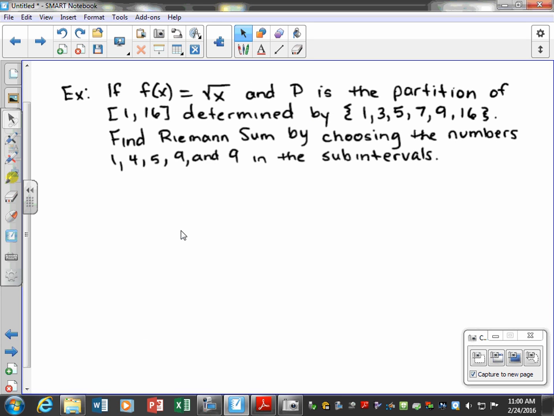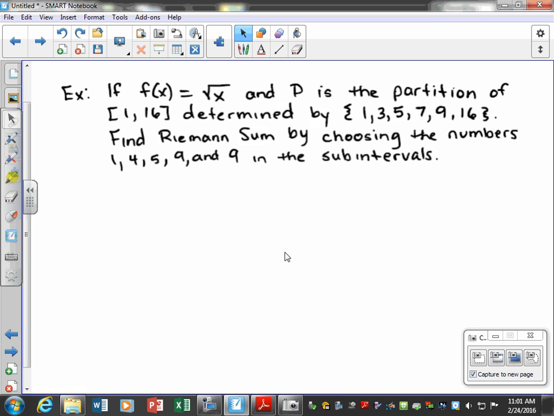It's very similar to the last one. They give us a different f of x this time. They give us a different interval to work with, and we can see it doesn't start at 0 this time. They tell us partition subintervals to work with. And they also tell us again, like they did last time, the evaluations: when we do our f of x, we're going to evaluate at these particular values in our subintervals.